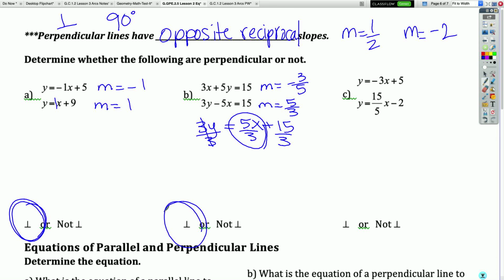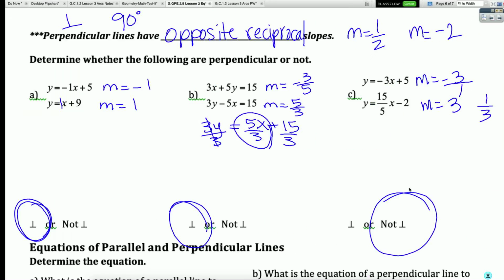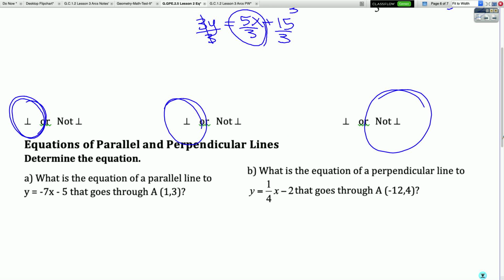Okay, I'll let you do the last one. Okay, so these are not perpendicular because they were not flipped. Negative 3 over 1 should have been a positive 1 over 3. So not perpendicular. Okay, our last 4 questions should go pretty quick.